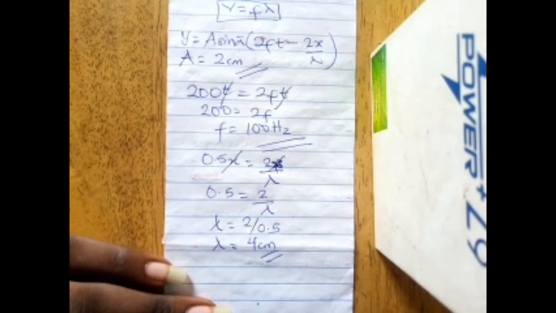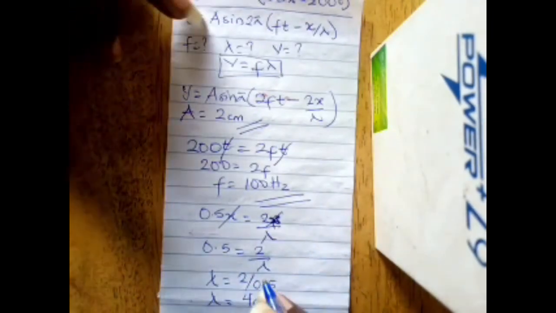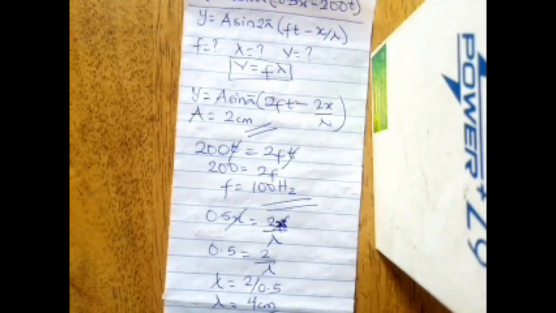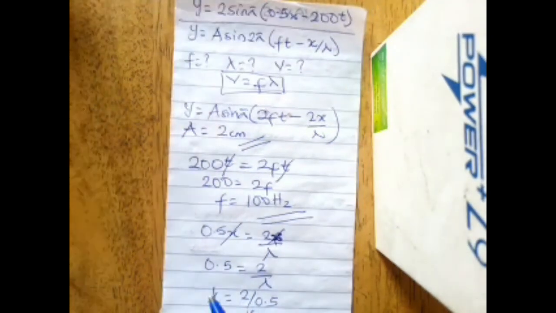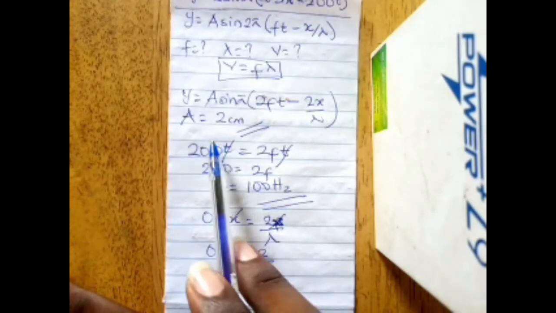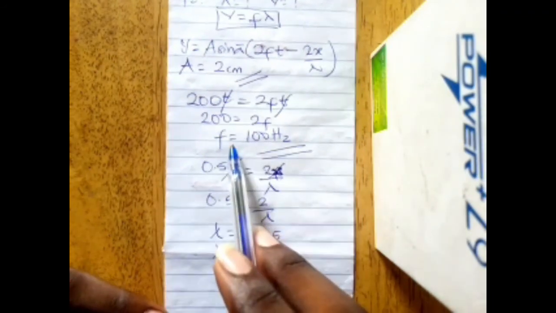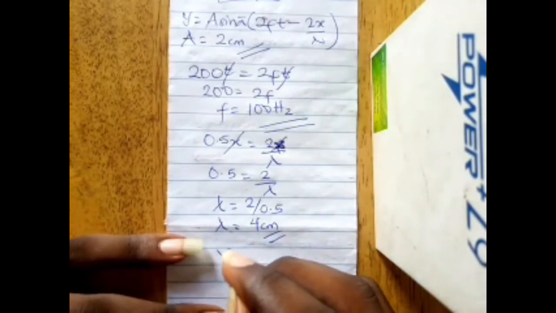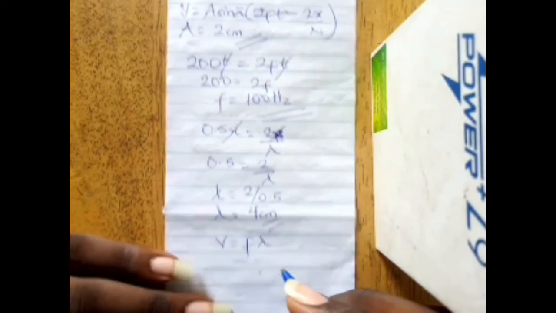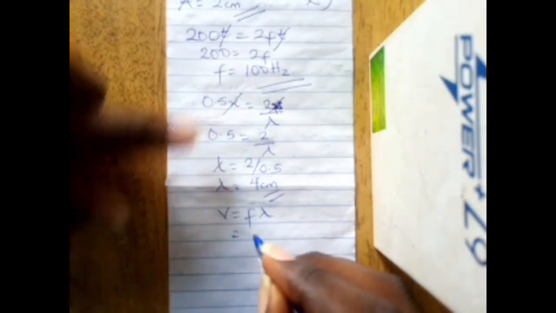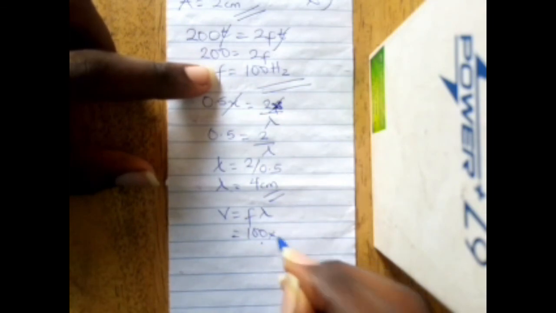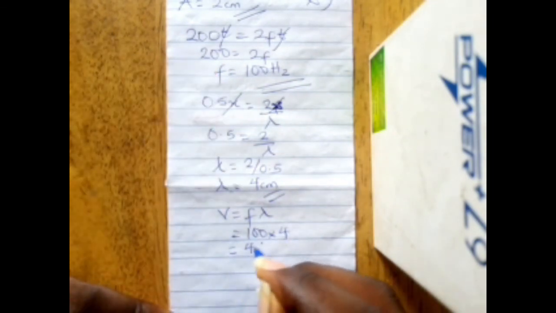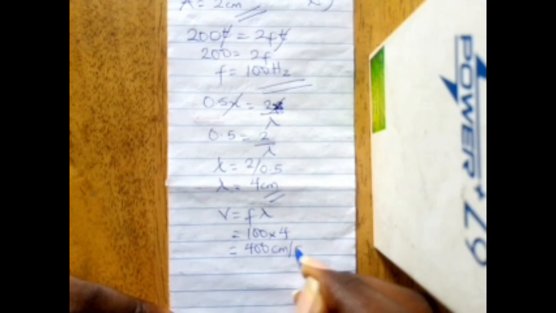So using the wave representation, I was able to interpret the equation of this wave to bring out my velocity, my frequency, and lambda. So now I can find my velocity from v equals f lambda, and that gives me 100 times 4. So my velocity is 400 centimeters per second.